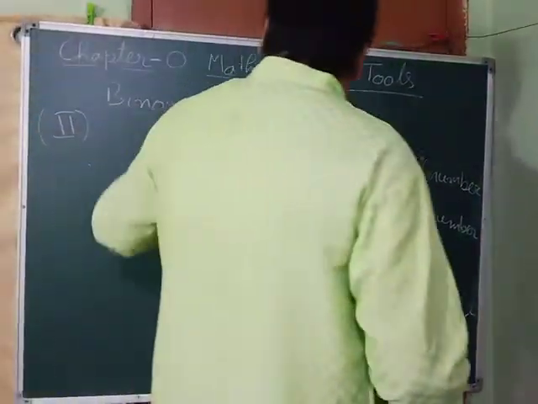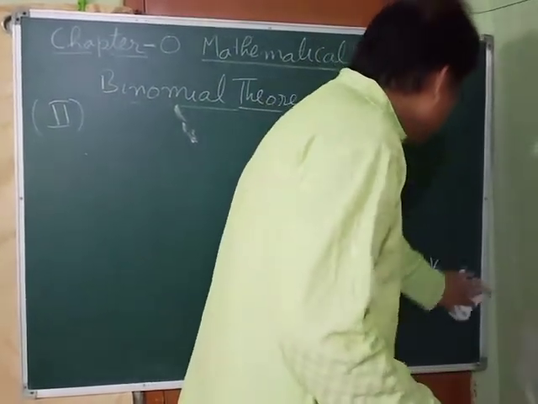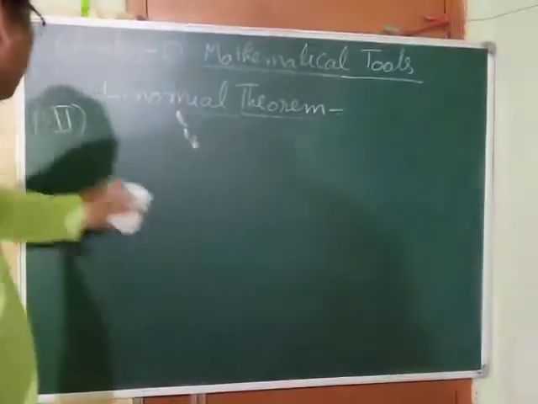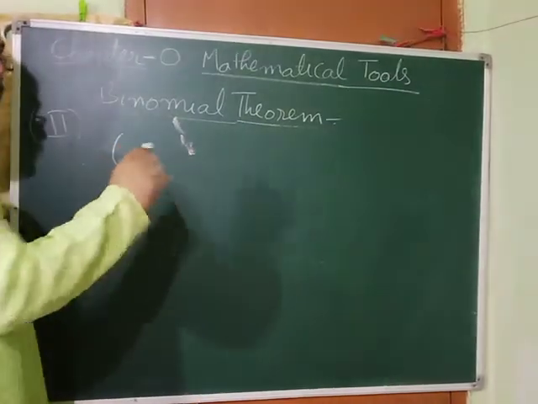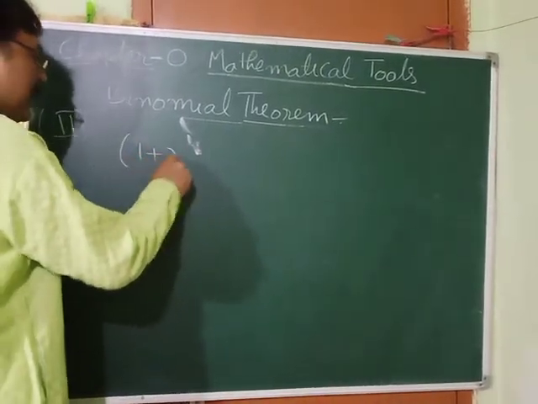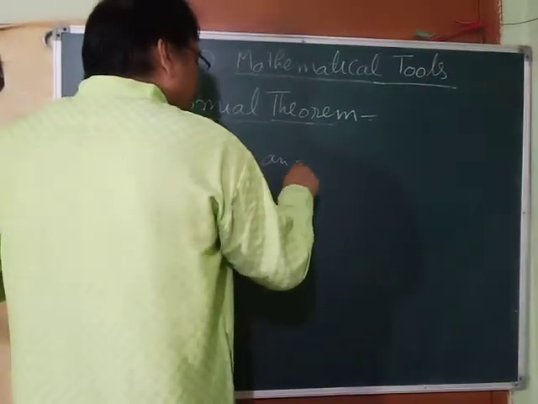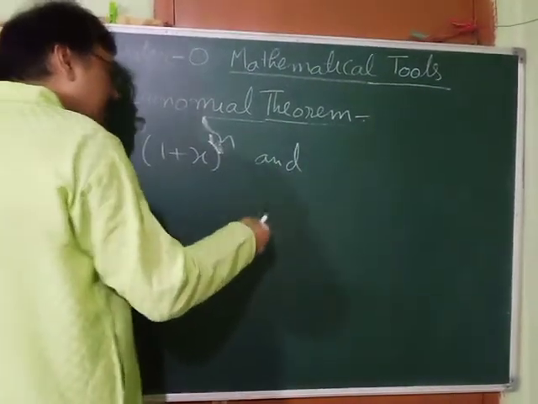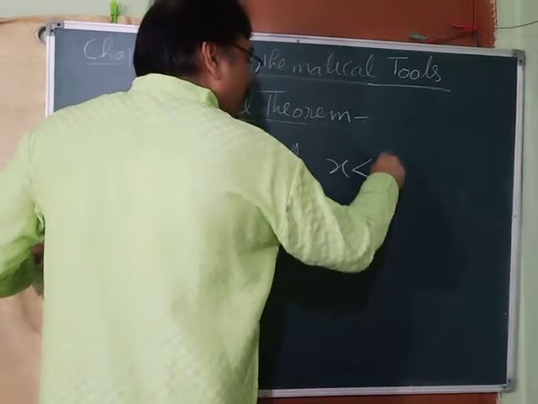The thing which will be used in physics, that I am going to tell you. Actually, we do approximation in physics, not everywhere, because actually it is an accurate science. Okay. If we have 1 plus x raised to the power n, and n may be positive, negative, or a fraction, and x is less than 1.